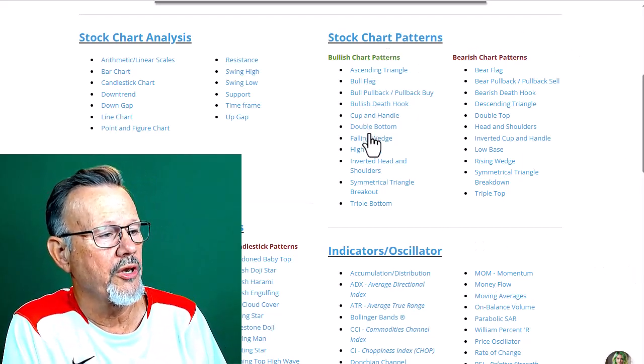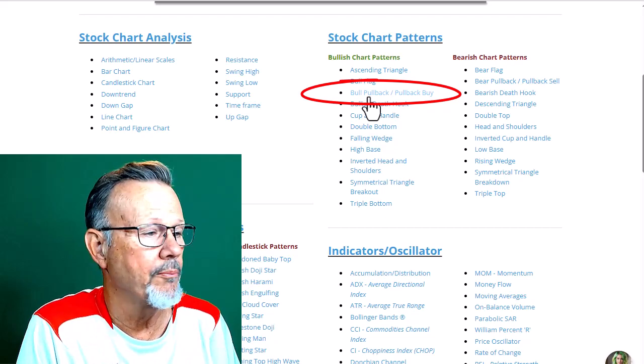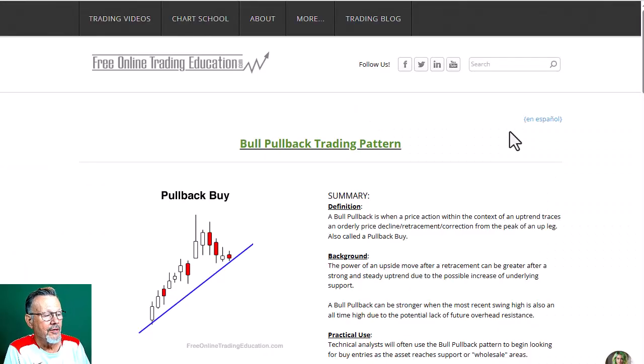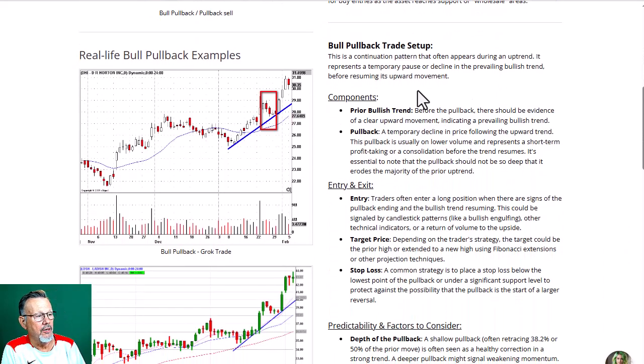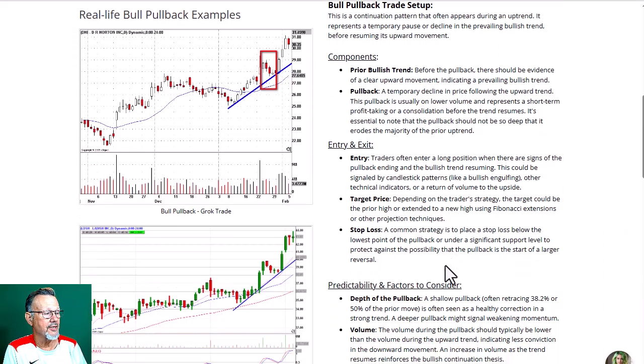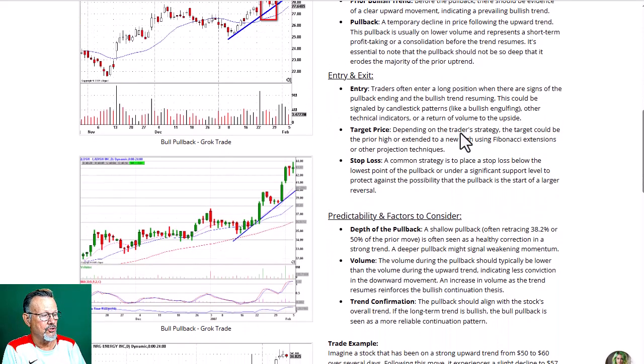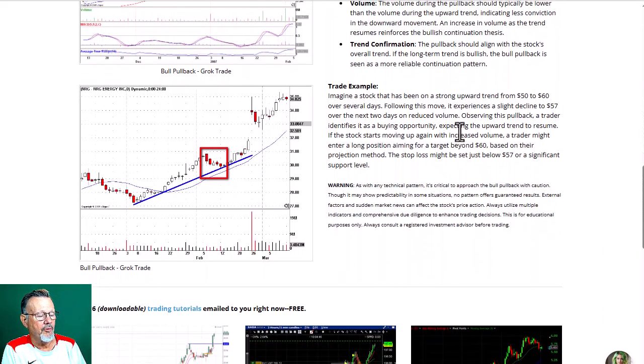But we're going to do what's called a bull pullback right here, bull pullback or a pullback buy. Now here's a picture of it right here, where it goes up and it's pulling back, and if it starts to roll back up, you want to get in. And here's a summary of what that one is. Here's some descriptions of how to use that trading setup on different charts. And then there's a couple of examples down here.